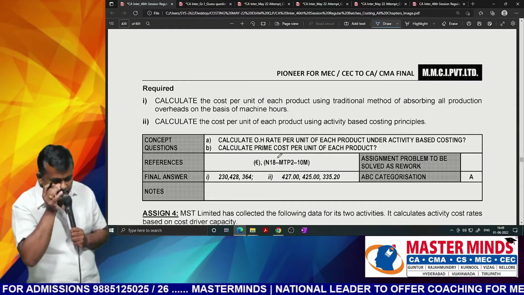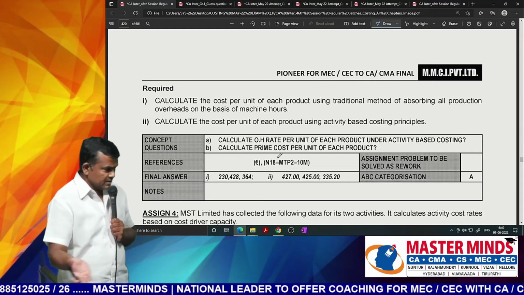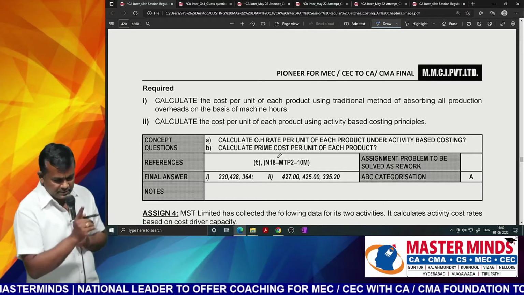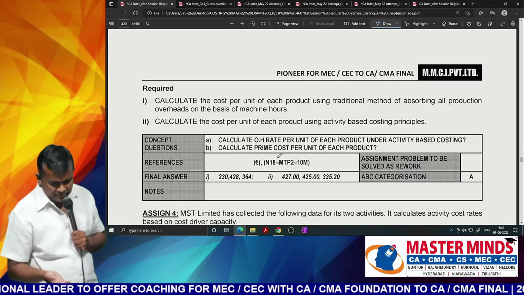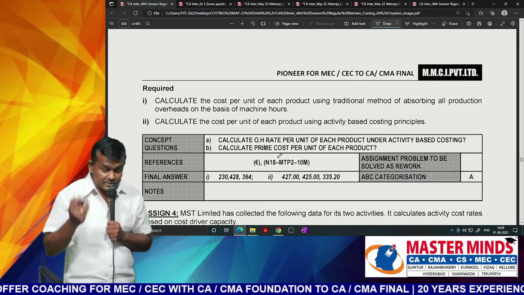Calculate the cost per unit of each product using the traditional method. Traditional method means conventional method, absorbing all production overheads on the basis of machine hours, that is the single driver. Next, calculate the cost per unit of each product using activity based costing. A 10 marks problem. Dead easy.